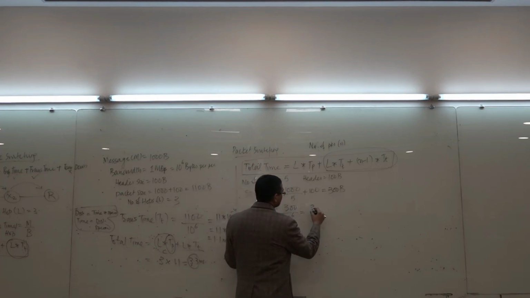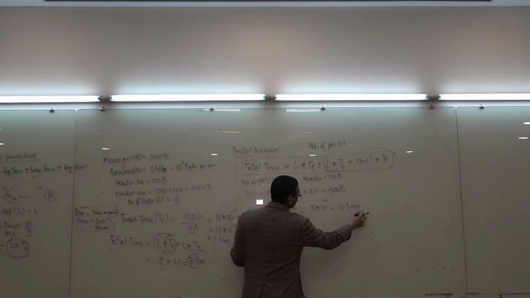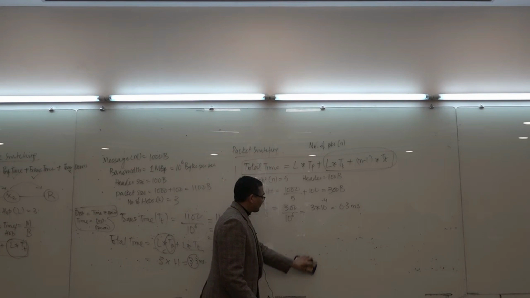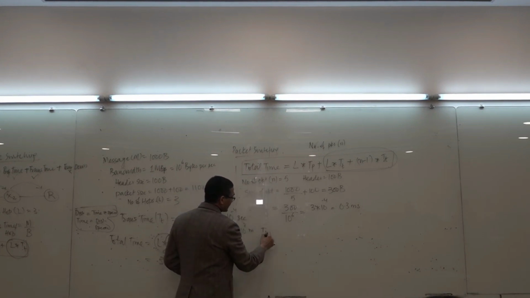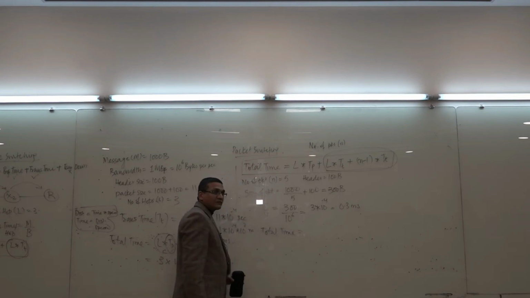So you can write 3 into 10 power minus 4, or you can write this as 0.3 milliseconds. Now, keeping this value, we will find the transmission time, actually, the total transmission time you can say.